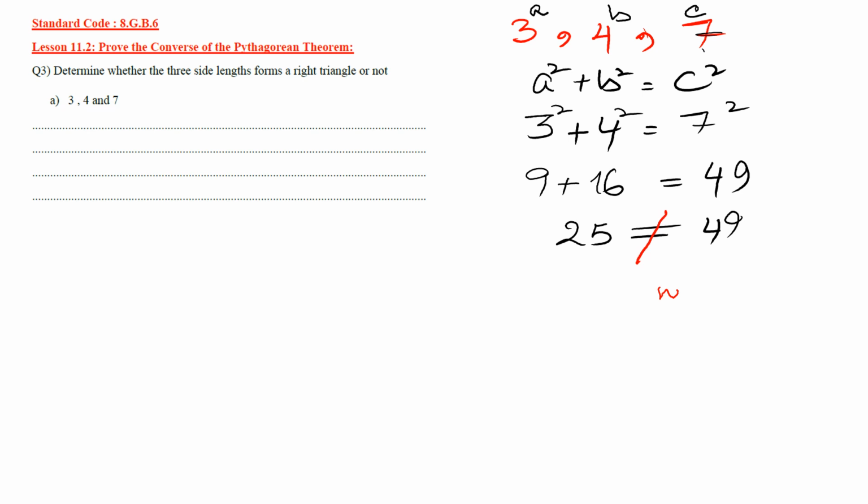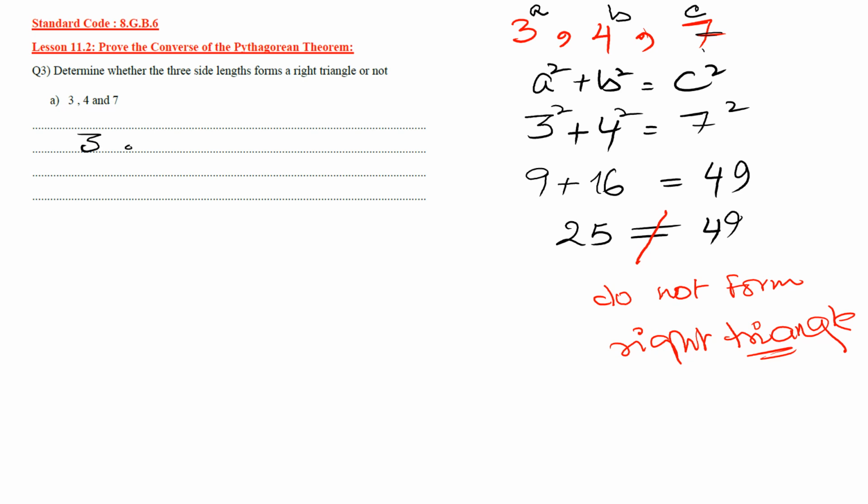Okay, they do not form a right triangle. I can write it like this. But maybe a question comes to your mind: why did we take 3 and 4 as A and B? Why not the other ones? So let's check what is in your mind.